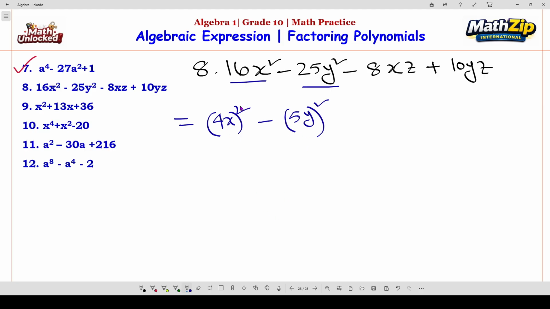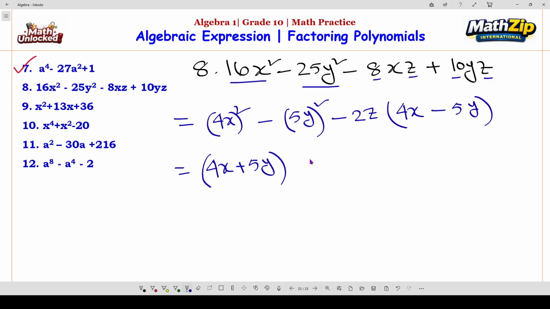It means it's looking a square minus b square. And from here is xz and yz, and from 8 and 10 we can take common 2. So we can ultimately take common minus 2z. So here will be 4x minus 5y. And in here, this one is looking a square minus b square. So we can write 4x plus 5y and then 4x minus 5y, right?